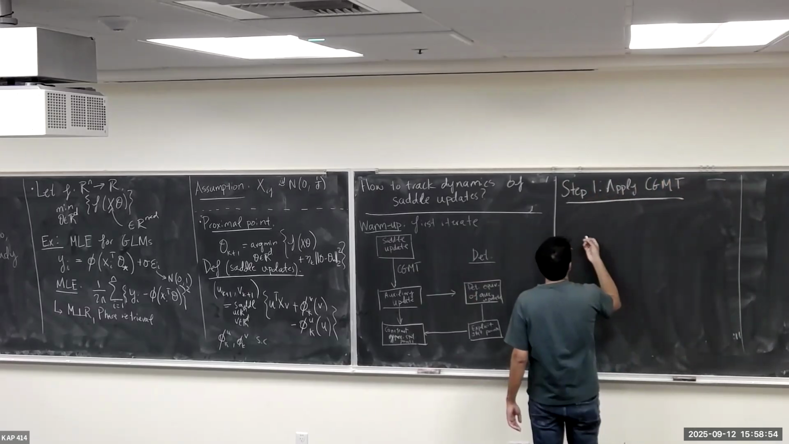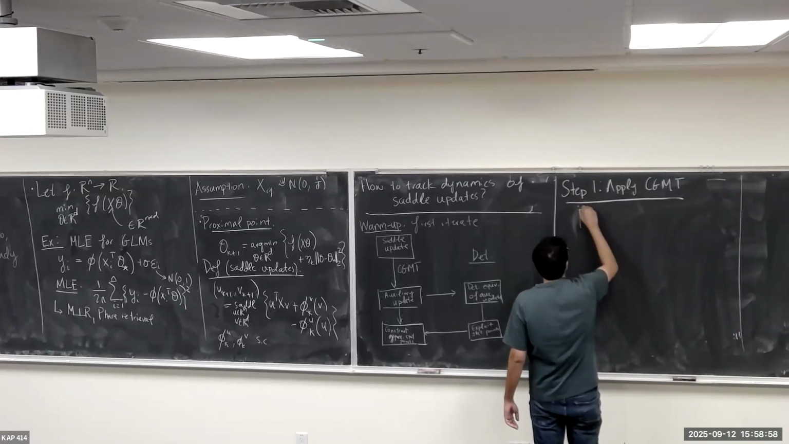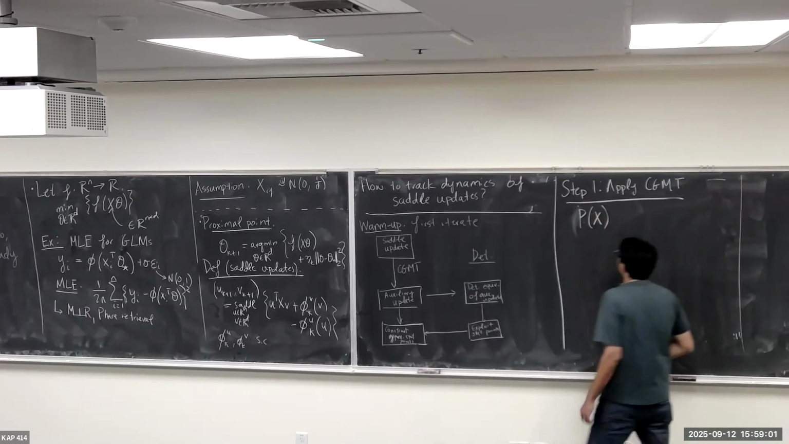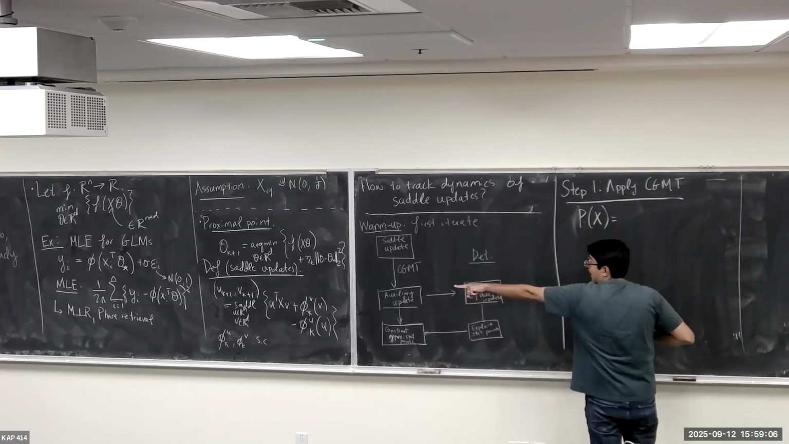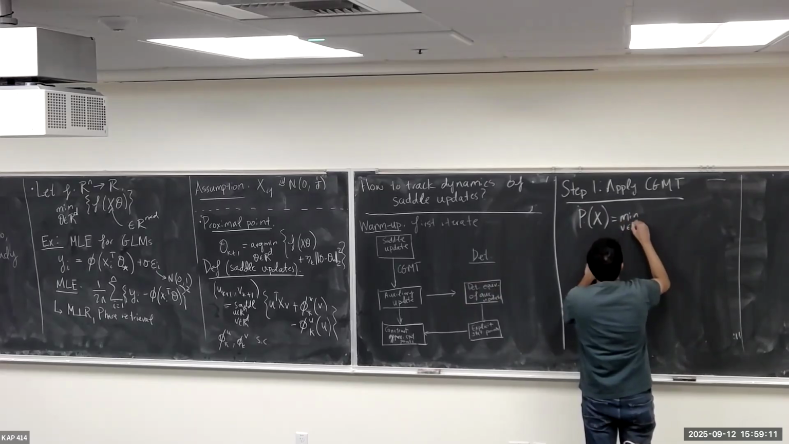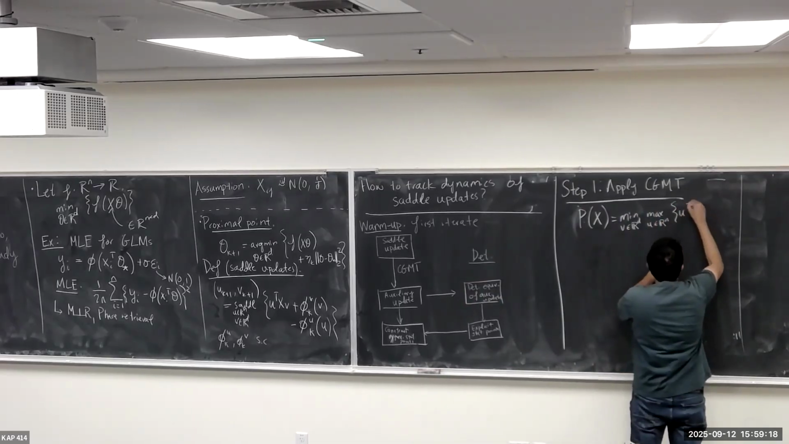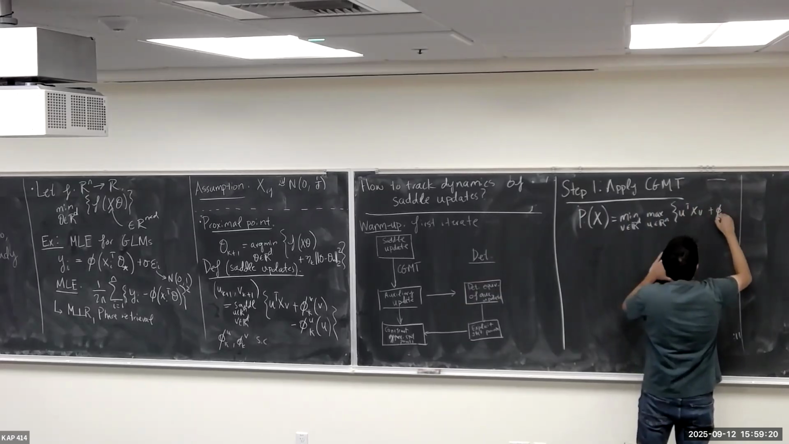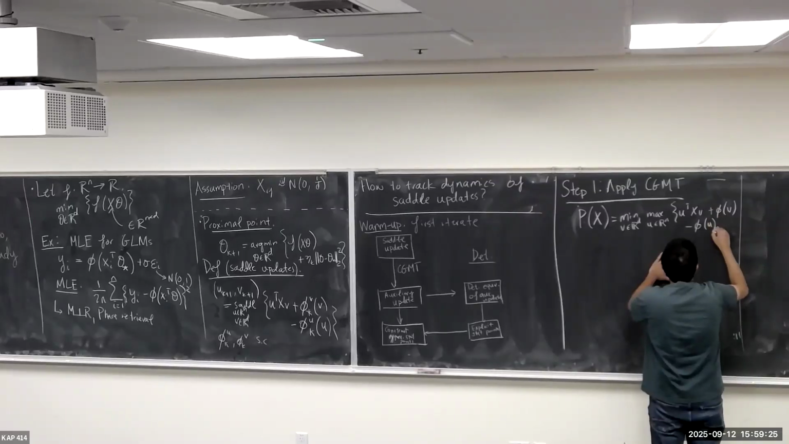So what does the CGMT look like? Well, I define two random variables. The first random variable I define is P of X. This is a function of this random matrix X. It's just going to be defined as the value of that saddle problem. So it'll be the minimum over V in R^d, max over U in R^n, of U transpose XV plus a function of V. I'm going to drop the k indices and the u indices just for brevity.